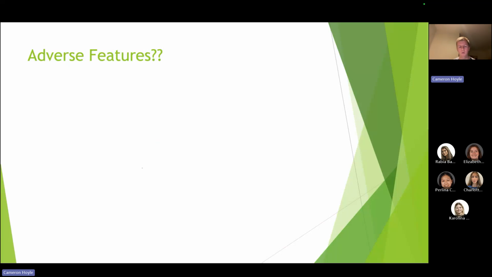Okay, so with both of the algorithms, it talks about these adverse features and whether they're present or not. Does anyone know what those adverse features are? So Rabia said heart failure, ischemia, shock, syncope. Absolutely perfect. Those are the 4: shock, syncope, myocardial ischemia, and heart failure. So if you've got any of those, they've got adverse features.